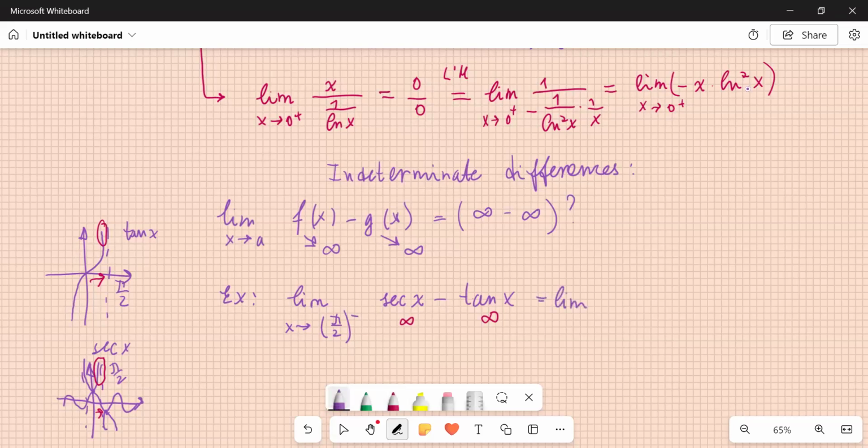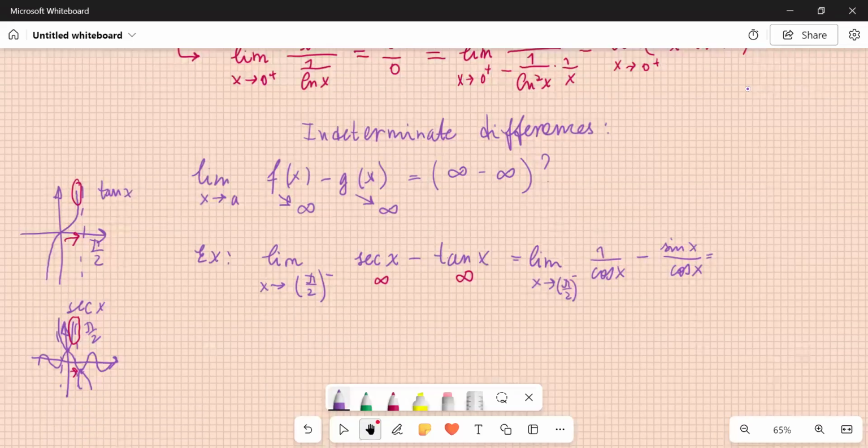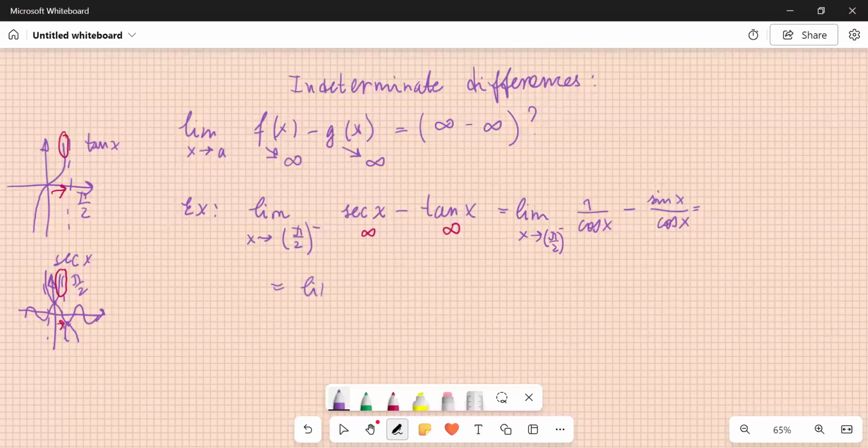The simplest way here is to go back to the original definition of secant. Secant is what? 1 over cosine of x. And the original definition of tangent is sine of x over cosine of x. And let's try to simplify this, and eventually we are going to get one bigger fraction. So what we have is the limit as x approaches pi over 2 from the left, and in the numerator we have 1 minus sine of x, and in the denominator we have cosine. That's a common denominator already.